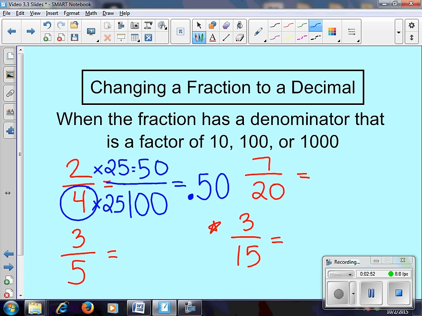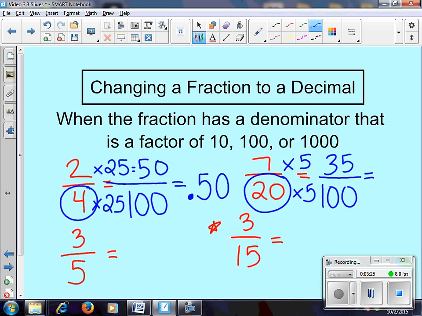Let's look at 7 over 20. 7 20ths. The denominator is 20. Well, I know that 20 can be simplified to tenths, but the numerator is 7. That would be hard to divide by 2. So I think what I'm going to do is make it equivalent to something out of 100, because I know 20 times 5 is 100, and therefore 7 times 5 is 35. So 7 20ths is equivalent to 35 out of 100, and now it's easy for me to say that 7 20ths is equivalent to 35 hundredths as a decimal.